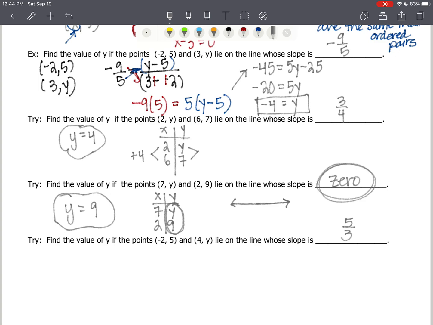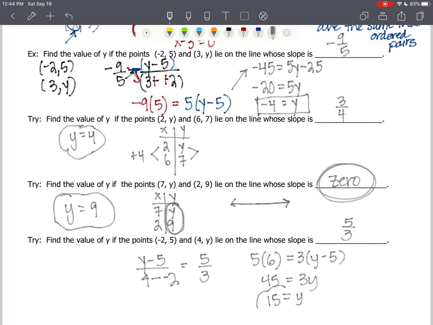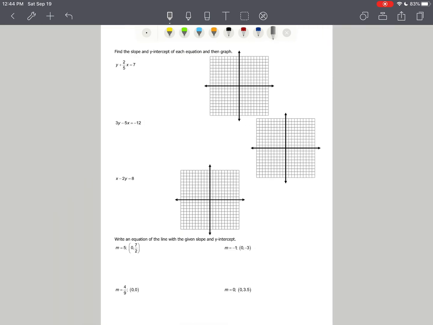Okay, this next one, we have y minus 5 over 4 minus negative 2 is equal to 5/3. I've got 5 times 6 equals 3 times y minus 5. 3y equals 45. I believe y equals 15, but you'll tell me if it doesn't. 15 minus 5 is 10. 4 minus negative 2 is 6. 10 over 6. It is indeed y equals 15. So hopefully that was a nice little review.